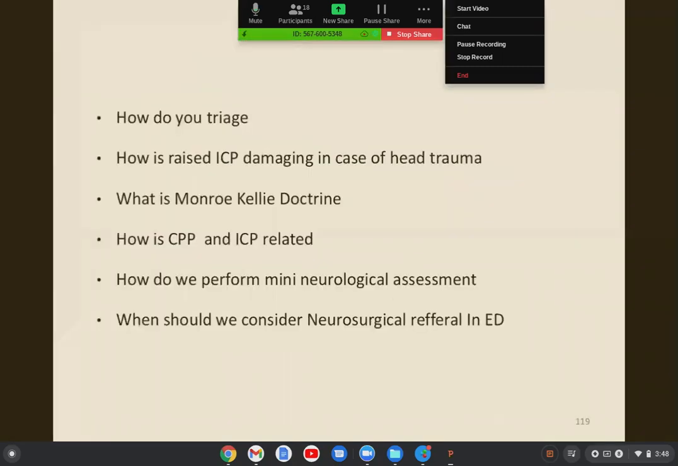How do we triage them? What is the Monro-Kelly doctrine? What is CPP? What is ICP? How are they related? When should we consider neurosurgical referral in the ED? These are important questions in a child with head trauma, which is one of the most common traumas which all pediatricians and pediatric ER and ICU fellows come across.